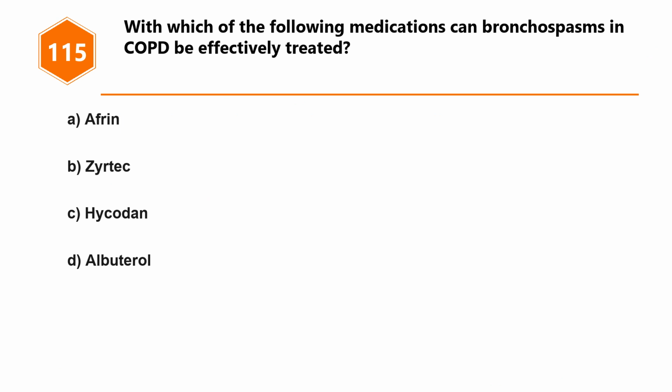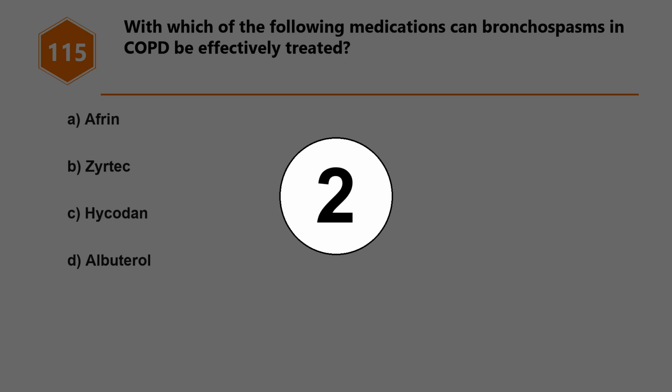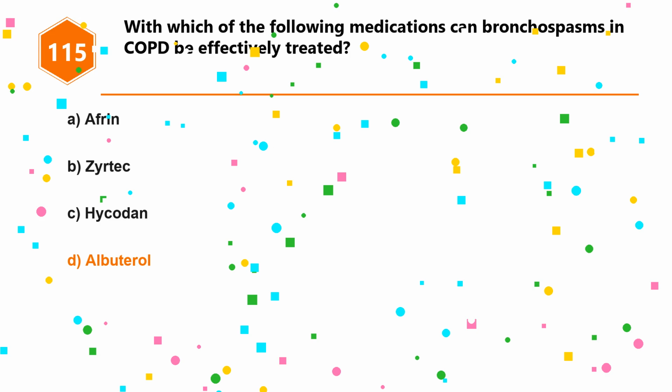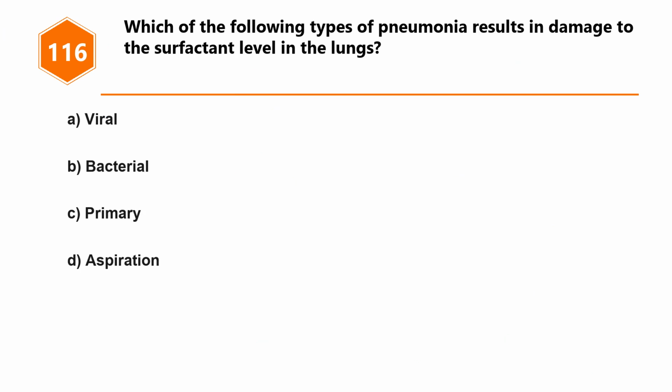Question 115. With which of the following medications can bronchospasms and COPD be effectively treated? Option A. Afrin. Option B. Zyrtec. Option C. Vicodin. Option D. Albuterol. The correct answer is option D. Albuterol.